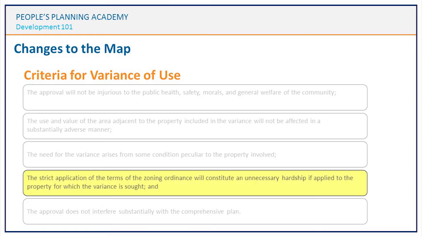The next one, the strict application of the terms of the zoning ordinance will constitute an unnecessary hardship if applied to the property for which the variance is sought. So this is similar to finding 3 in development standards. The difference between development standards and use is found in the terms practical difficulty versus unusual and necessary hardship. These two terms were intentionally chosen. They dictate a difference in level of scrutiny. Hardship is a higher test, a more difficult burden of proof than practical difficulty. Finding 4 also limits the hardship to the property that is in the application, not the neighborhood and not an adjoining lot.